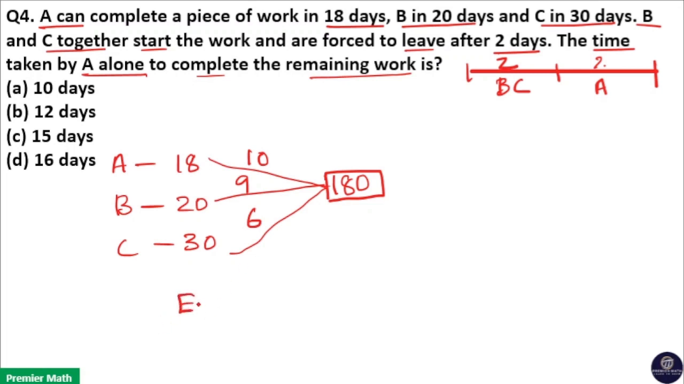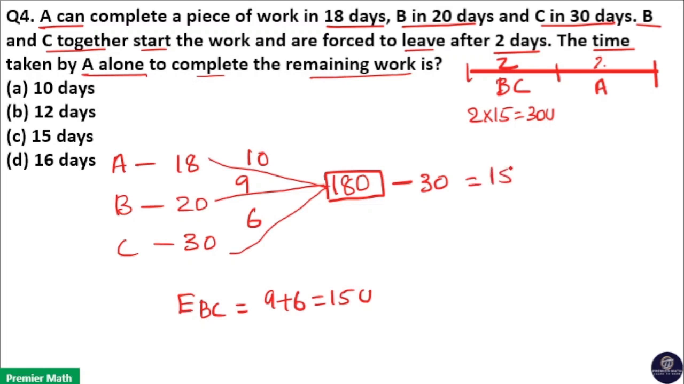Here, efficiency of B and C is 9 plus 6, 15 unit. That means B and C can complete 15 unit of work in a day. But here B and C worked for 2 days. That means in 2 days they completed 2 into 15, 30 unit of work. So the remaining work is 180 minus 30, which is equal to 150 unit, which is completed by A. And efficiency of A is 10 unit. That means the remaining work 150 unit is completed by A in 150 by 10, which is equal to 15 days.